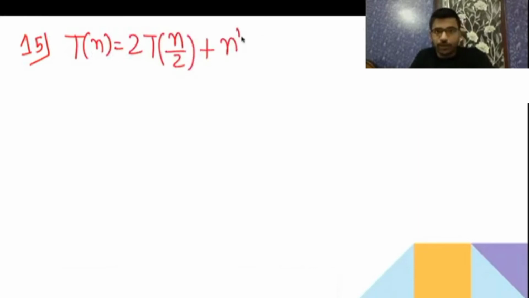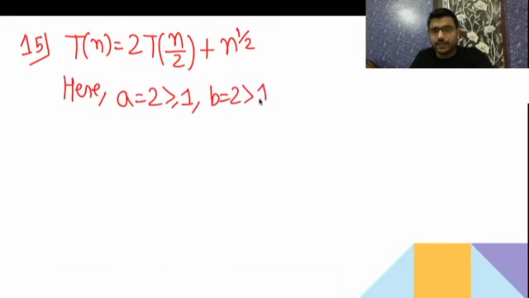So 15 is saying Tn is equal to 2T(n/2) + n to the power half. So here a is equal to 2 which is greater than or equal to 1, b is equal to 2 which is greater than 1, k is equal to half which is greater than or equal to 0, and p is also 0.